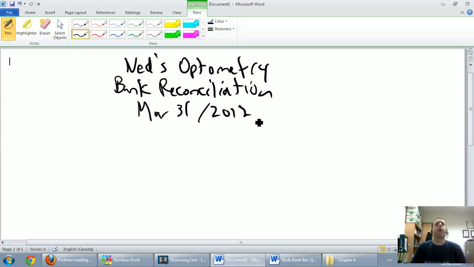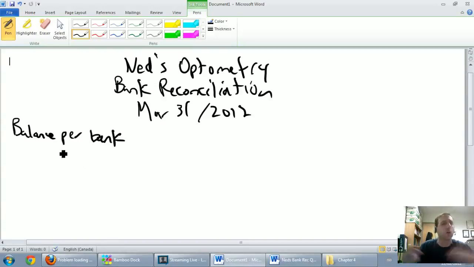Doesn't really matter. Okay, so the way a bank rec works is a little bit like a balance sheet works. We're going to do a left side where we list out one side of it, and the right side will be another side. So on the left side, we're going to say, here's what the bank thinks my cash is, and here's why the bank's wrong. So we're going to say balance per bank. And what that means is balance according to the bank.